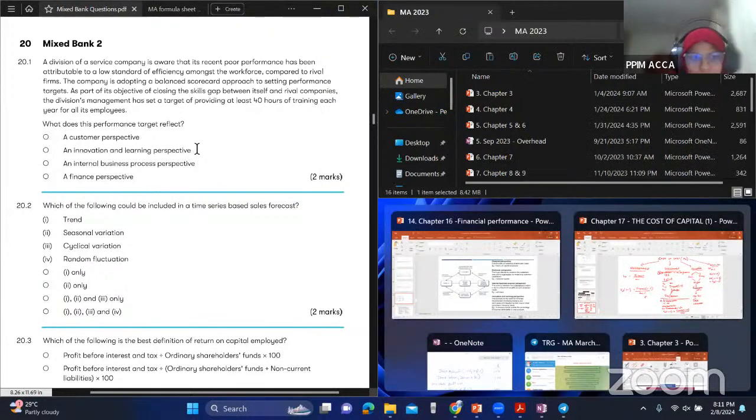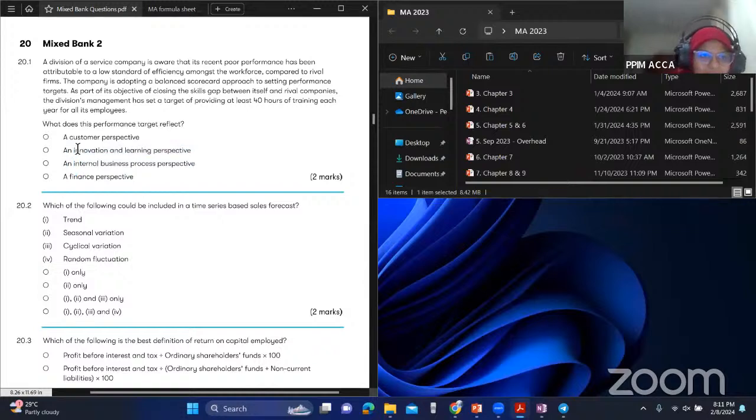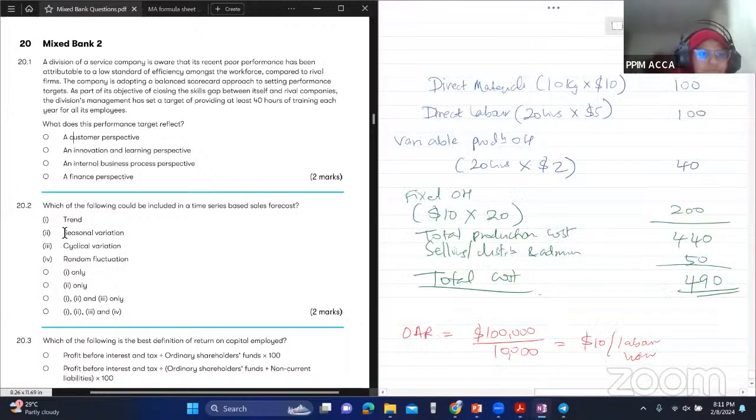So I already told you it has to be innovation and learning, but we'll just look at the others as well. Customer means you're doing something for the customer, right? So maybe you'll run a social media campaign or something like that. It might change your customer perspective. Training won't necessarily change customer perspective. Innovation and learning, it does. Internal business process perspective, usually we don't attribute training to that.